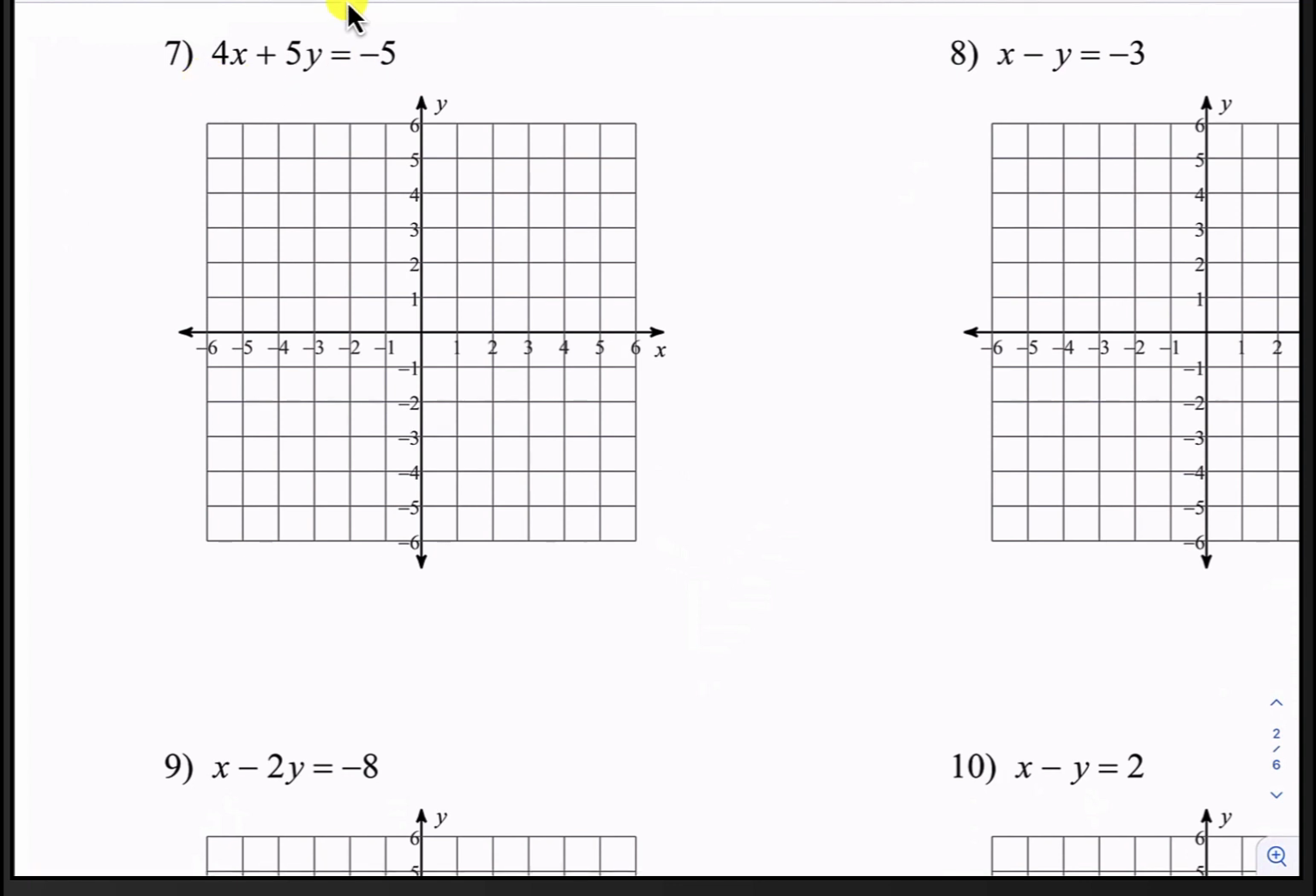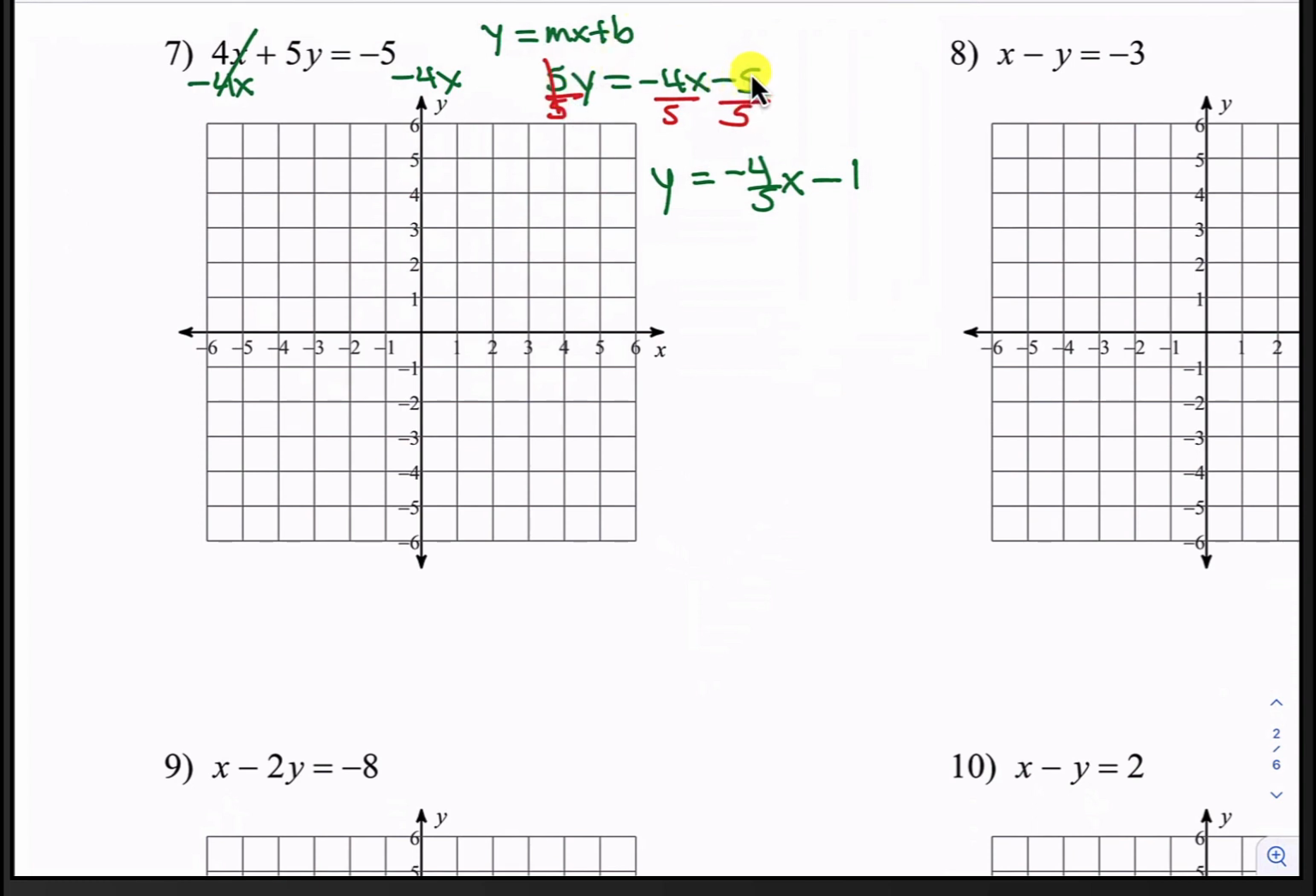Number 7. Again, we want to get this into the form y equals mx plus b. So let's move the 4x over by subtracting 4x from both sides. That's going to leave us with 5y equals negative 4x minus 5. Now let's divide by 5 everywhere. Those 5's cancel out, and we're left with y equals negative 4/5 times x minus 1.